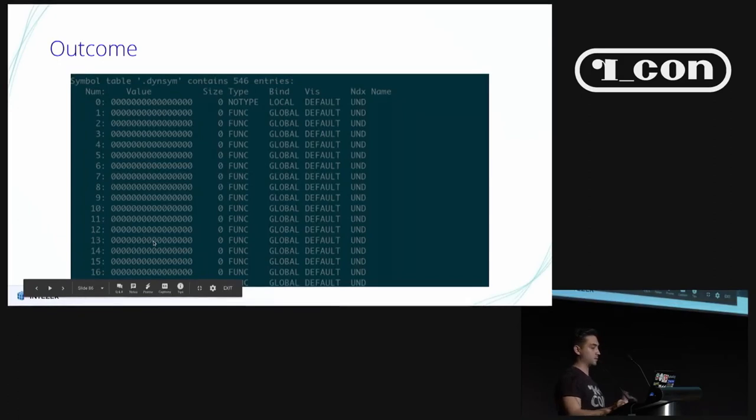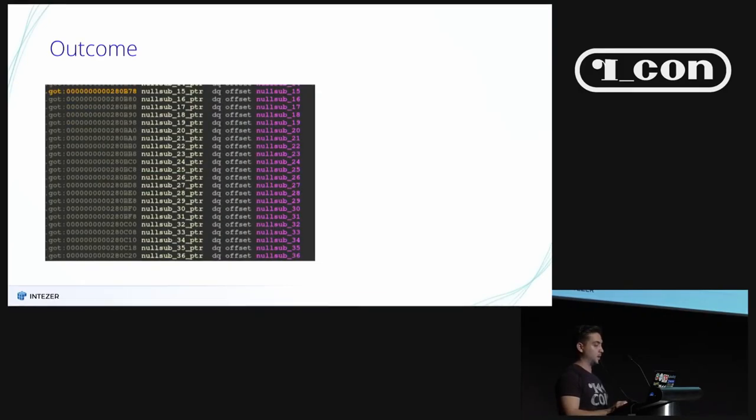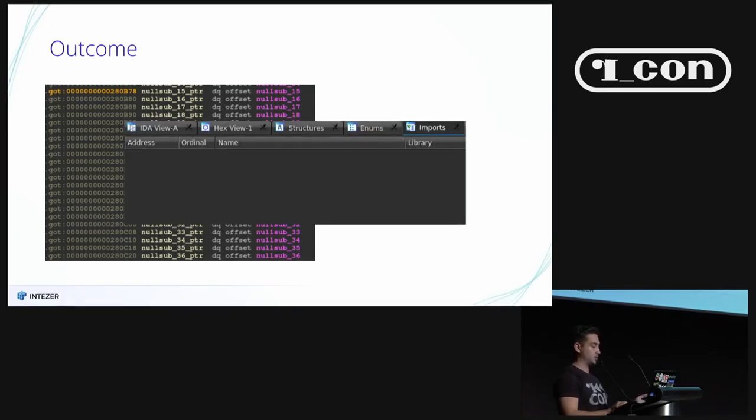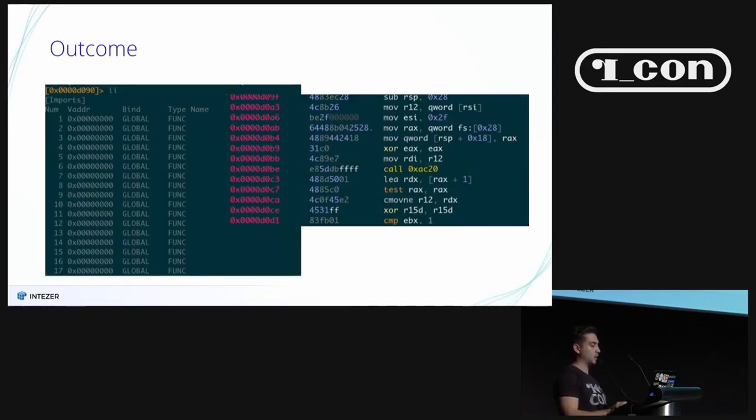So what is the outcome of this? If we actually try to see the symbols, we see that there are no string names. In IDA, we see these strings, but if we try to see the imports, there is nothing there. And radare is the same thing. The calls to the imports just look like calls to some export, or a self-contained function from the binary.